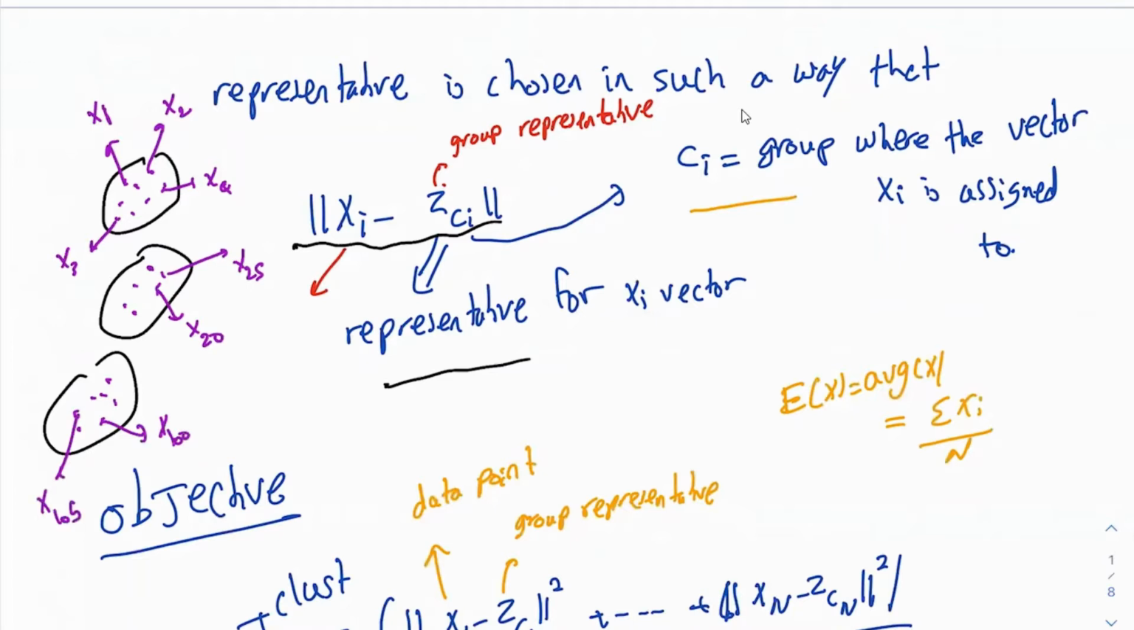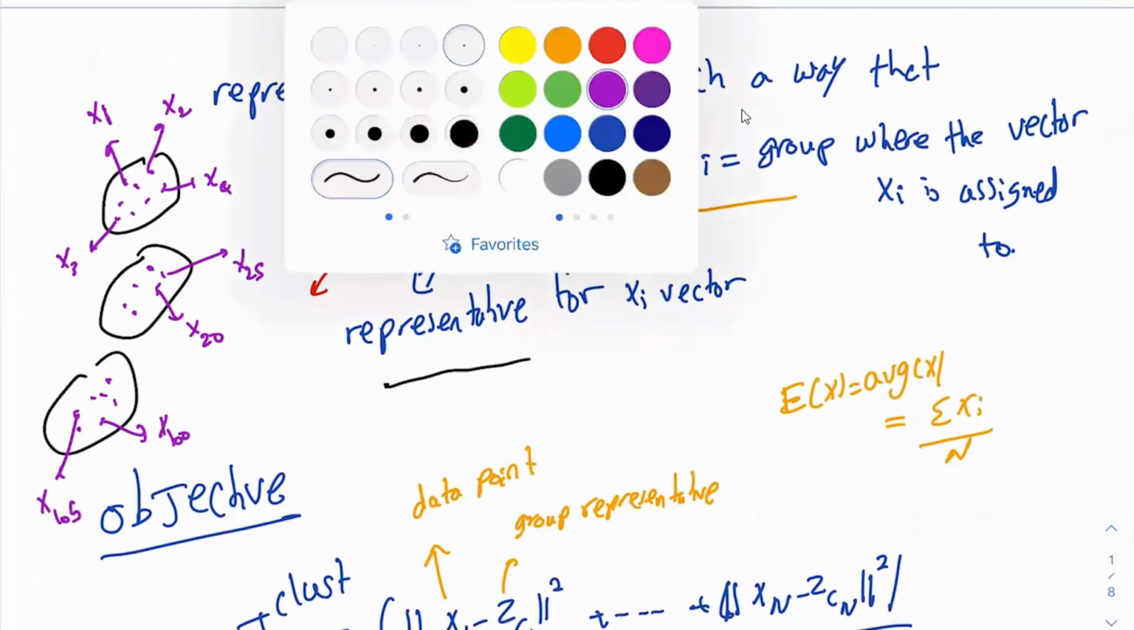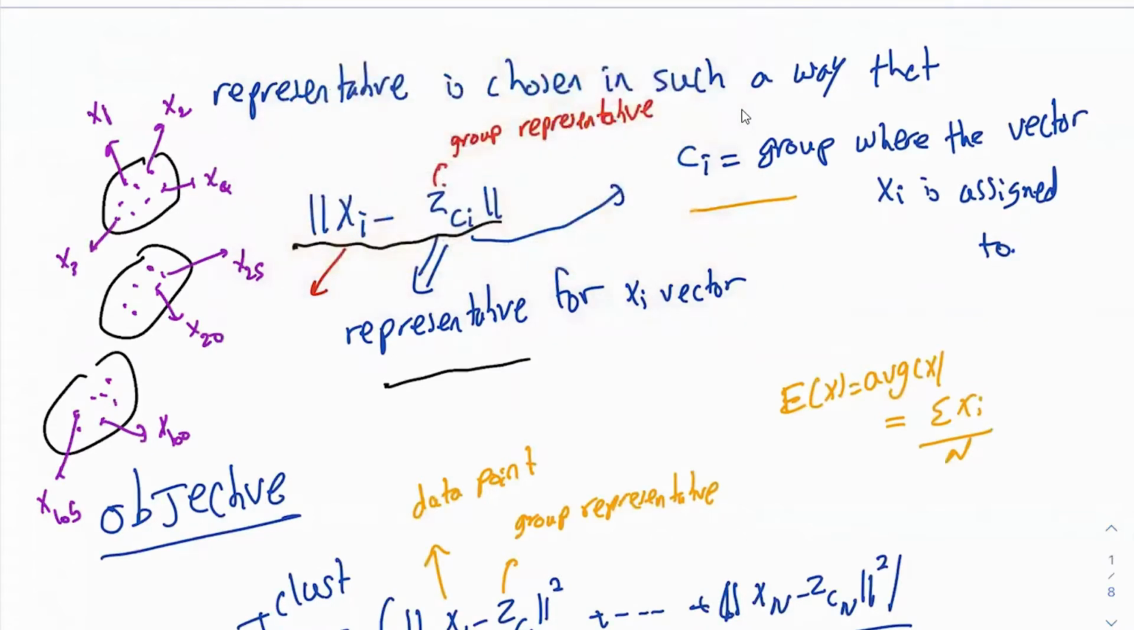Okay, now we're going to go ahead and choose a group representative for each cluster, right? So what is this group representative? It can be one of the data points, right? It can be the average of the data points per cluster. It can be anything we want. For now, let's assume it's anything we like. It doesn't have to be one of the data points.